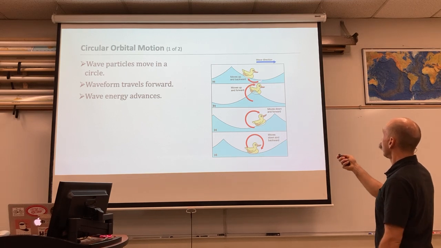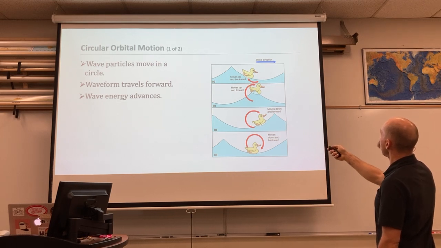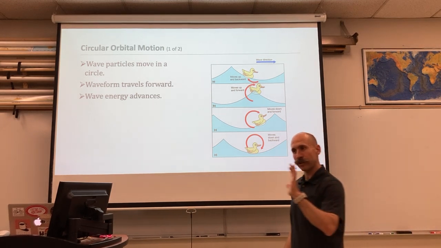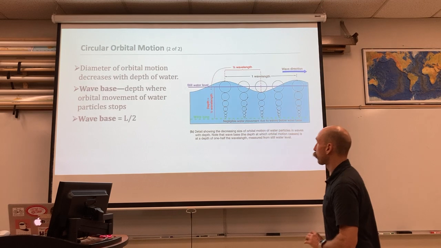Here, this little ducky example shows that as the wave is moving from left to right, this wave moves through the duck. The duck moves up and backward, and then it moves up and forward, and then it moves down and forward, and then down and backward, forming a full circle as the wave travels through.